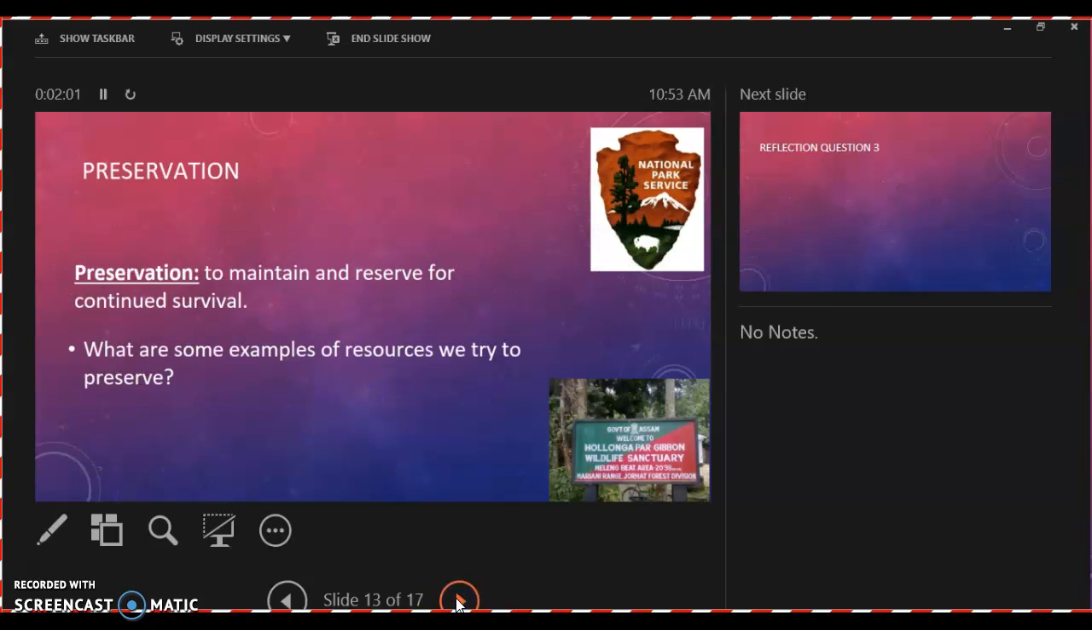And then preservation. Okay, so preservation, or preserve, is to maintain and reserve for continual survival. So that is why we have national park services, and you're not allowed to cut down those trees and use up those resources in that national park, because we are using those national parks for preservation. We are using them to make sure that those resources are still there, and they're going to continue there for survival.